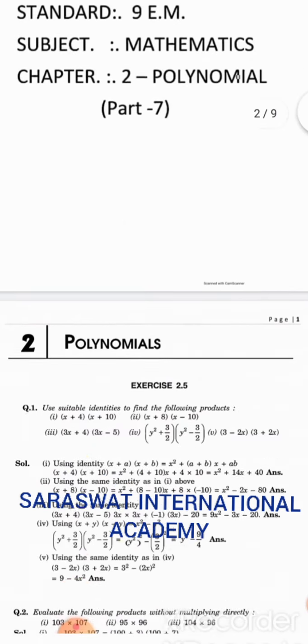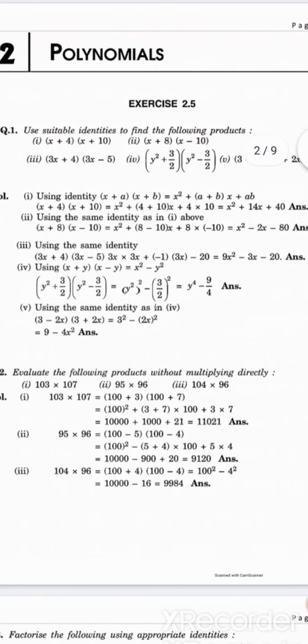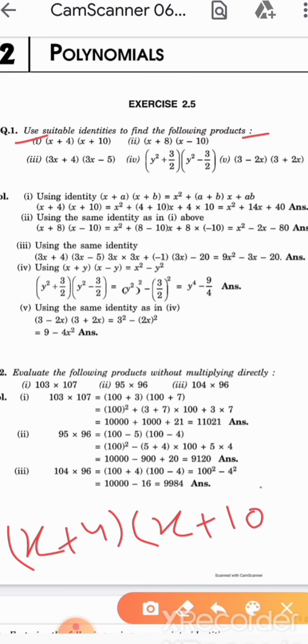Here is our exercise 2.5, first question number 1. Question number 1 is, use suitable identities to find the following products. We have to use the suitable identity for finding their products. So the first question is given by the two brackets, (x + 4) multiplied by another bracket (x + 10).